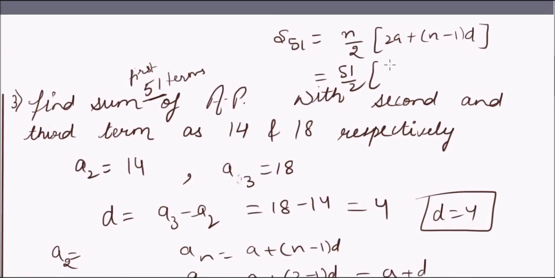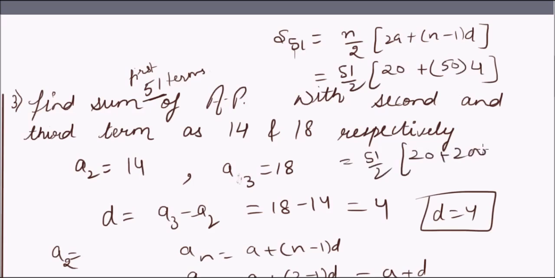a is 10, so 2 into 10 is nothing but 20, and n minus 1, that is 51 minus 1, because we have to find out the sum of first 51 terms. So 51 minus 1, which is 50, into d, which is 4. So this becomes 20 plus 200, that is 220, into 51 over 2, which gives us, 2 cancels this 220 as 110. We are left with 110 into 51.